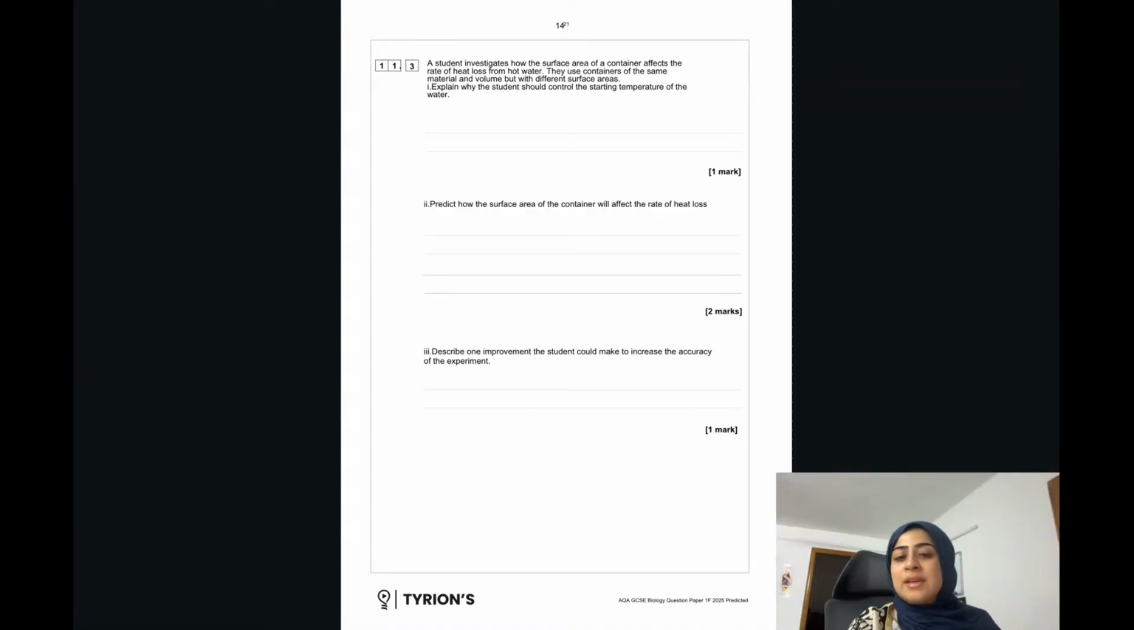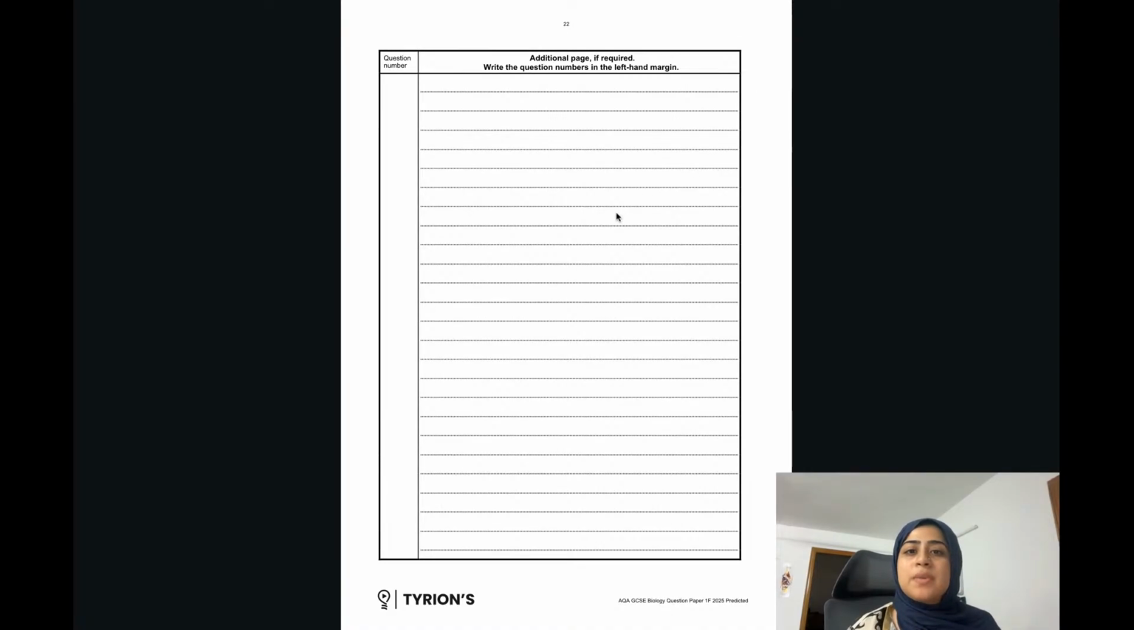And lastly, one improvement the student could make to the accuracy of the experiment. Well, you could say multiple things for this. One thing you could say is use a digital thermometer again. And how would this affect it? It would reduce the human error. Okay, so a digital thermometer always improves the accuracy of experiments.